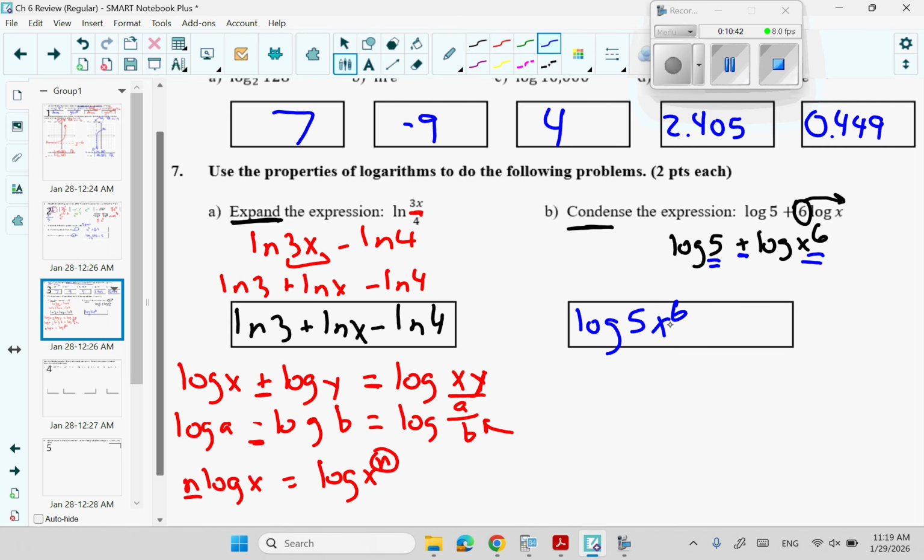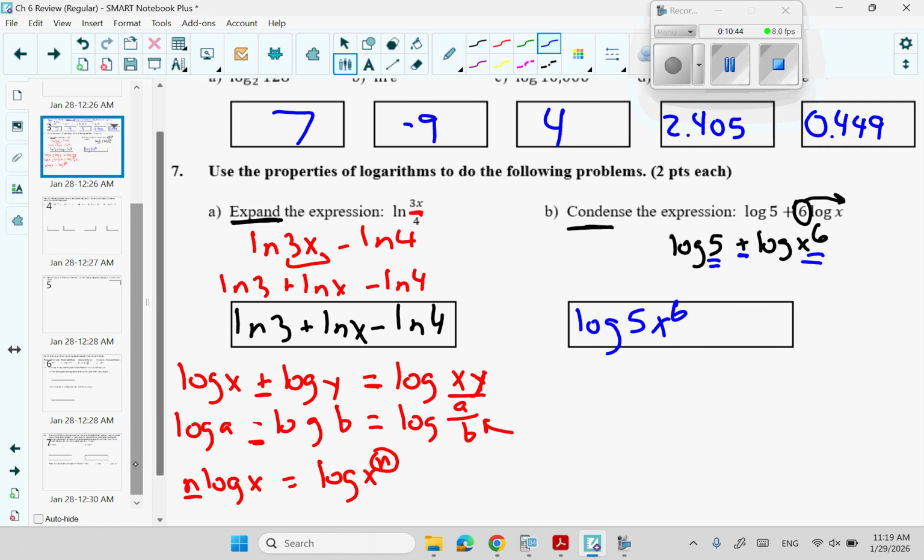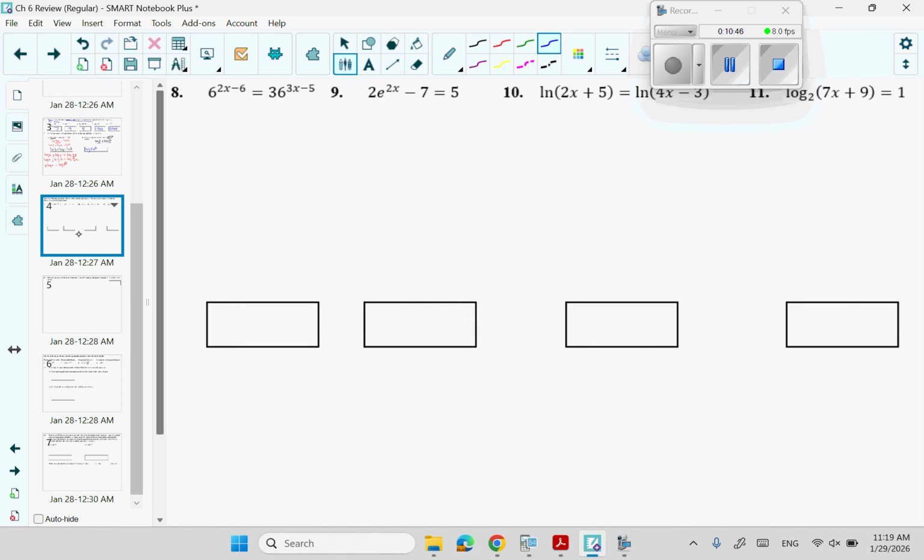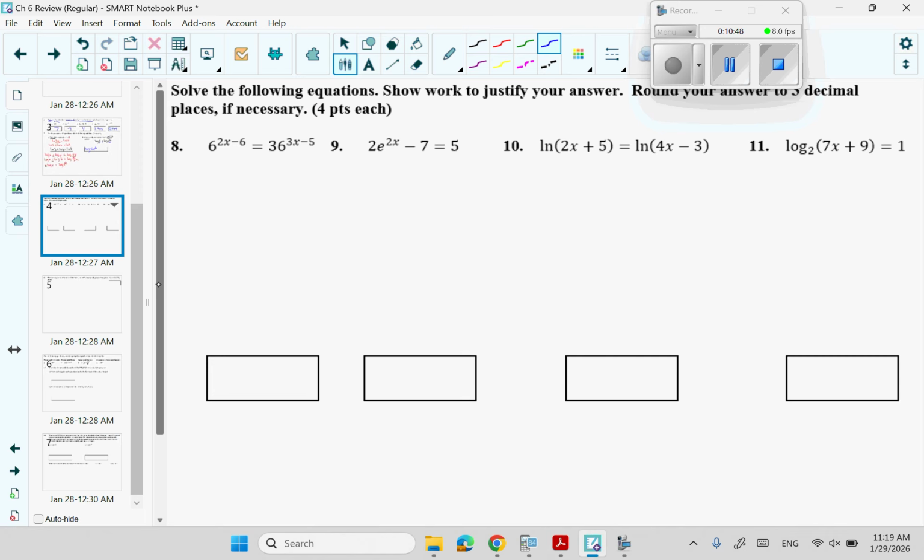Okay. On to number 8. Here, because I have two things with exponents, I want them to have the same base number. But I have 6 and 36. So I have to recognize that 36 is the exact same thing as 6 squared. So I'm going to take 6 squared and replace it in for 36.